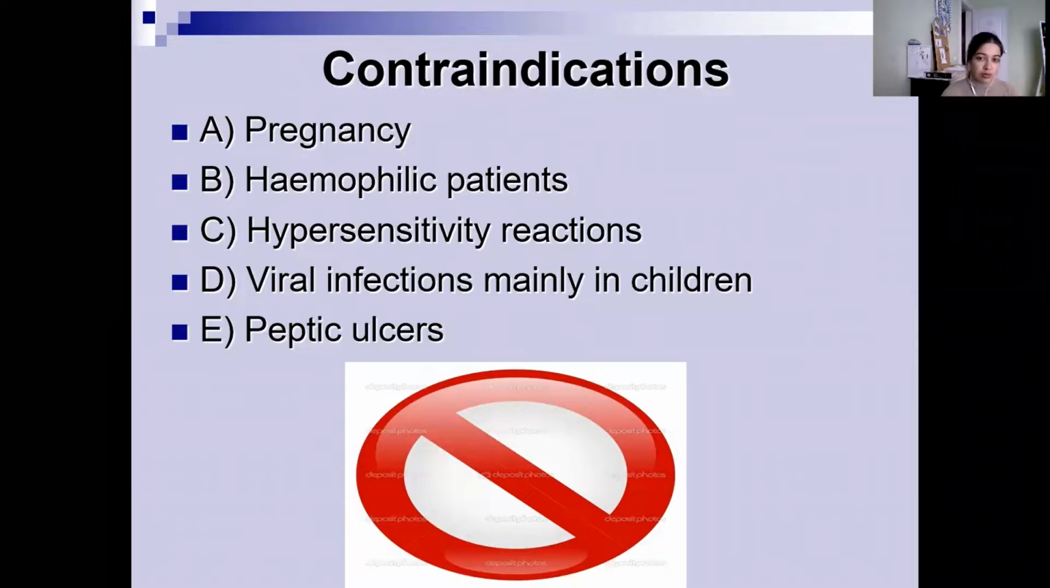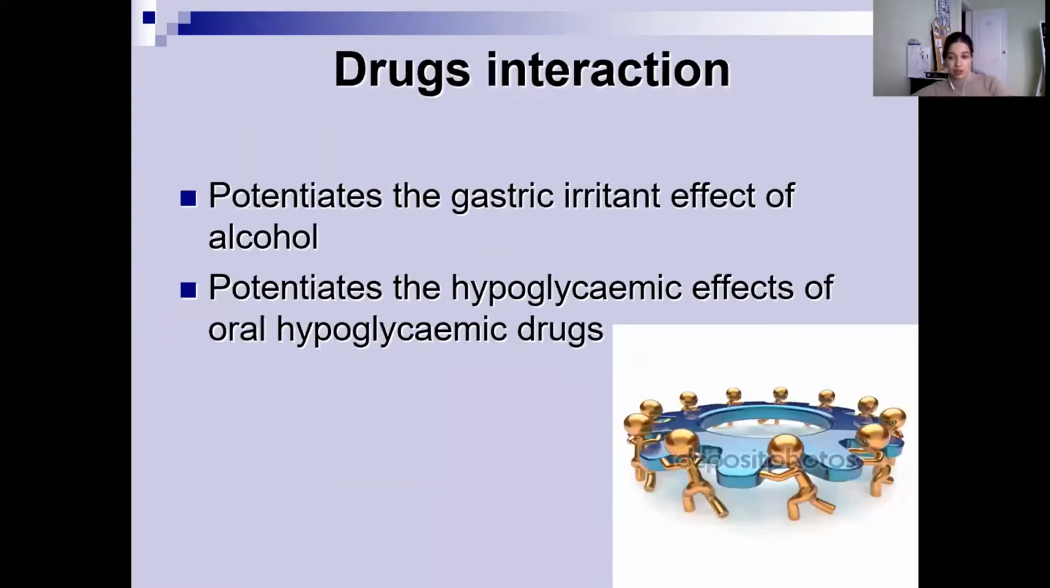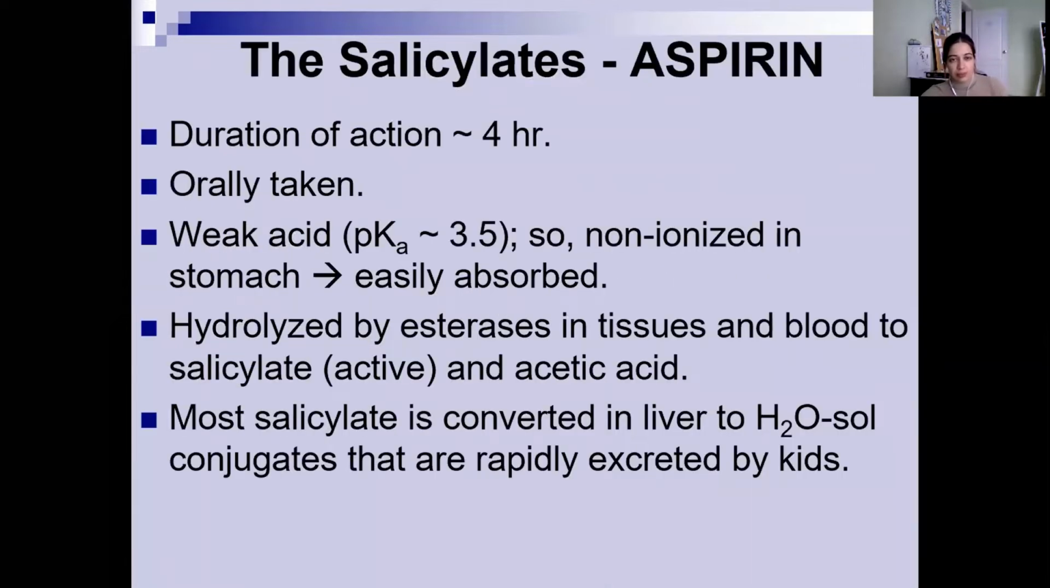Hypersensitivity, of course, viral infections, mainly in children, and peptic ulcers, of course, because they lead to worsening of the situation. The drug interactions, of course: it potentiates the gastric irritant effect of alcohol. Why? Because of direct irritation with alcohol and indirect irritation with NSAIDs, and it potentiates the hypoglycemic effect of oral hypoglycemic drugs. Okay, this we will study in two topics later.